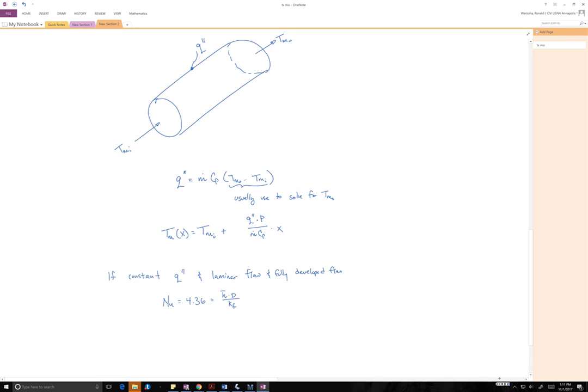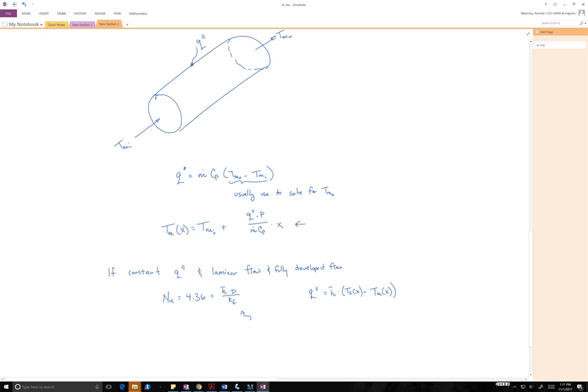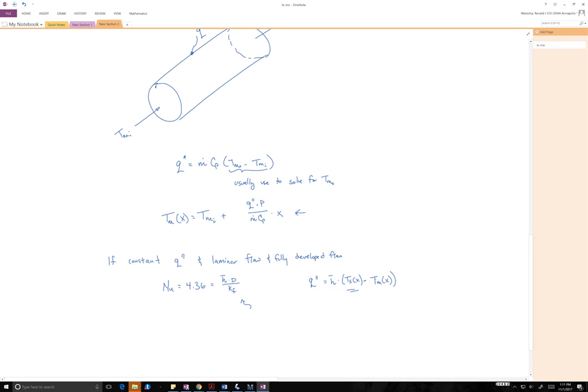We could then use that in conjunction with this constant surface heat flux to solve for the temperature at our surface at any location x minus our mean temperature at any location x, using the combination of equations that I outlined here, right? I find my mean temperature at x here. I find h bar from here. I can rearrange then to solve for my average surface temperature.